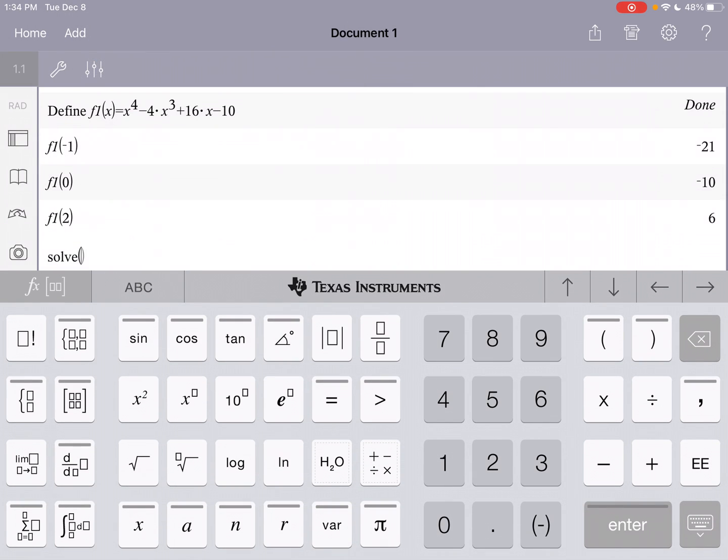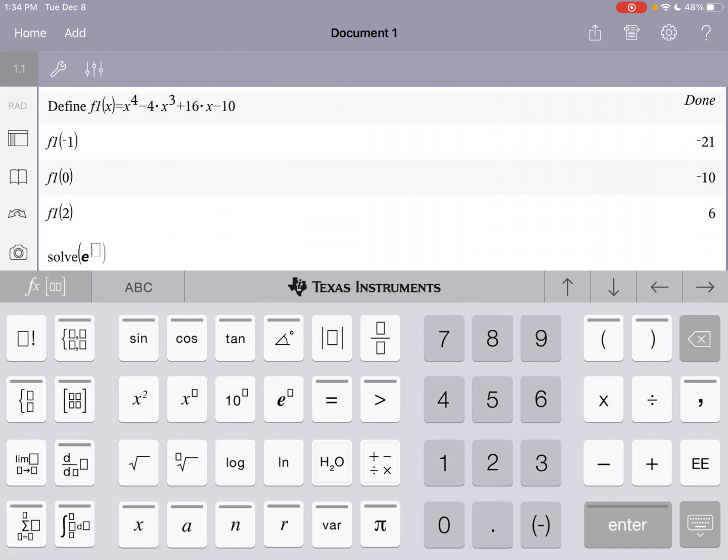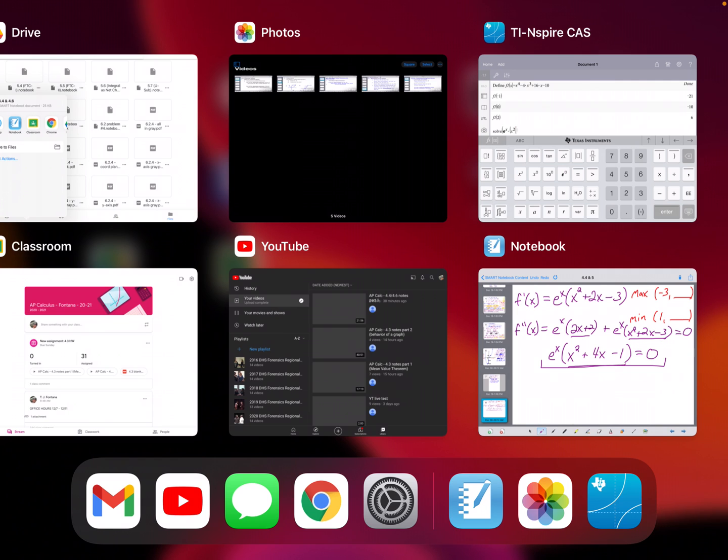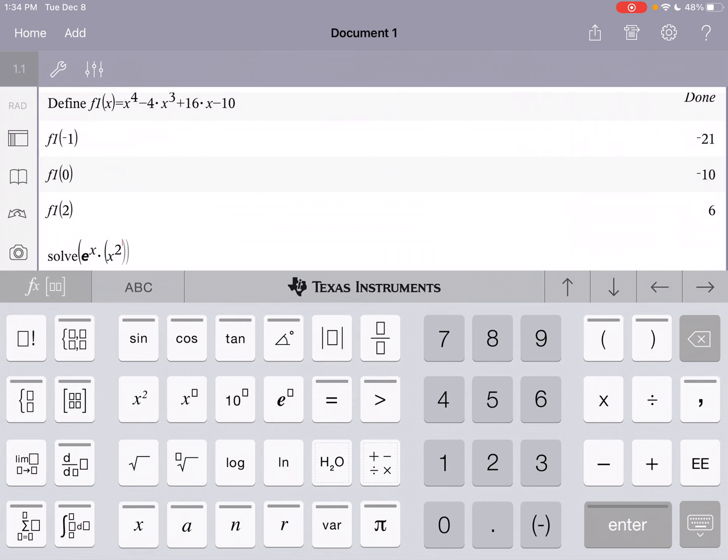We are going to solve an equation that started off with an e to the x. So we've got e to the x, there it is, multiplied by, and now start a big set of parentheses here. That's going to be an x squared plus 4x minus 1. Close that set of parentheses right there. We wanted that to be equal to 0. Need a comma now, and I wanted to tell it to solve for x.